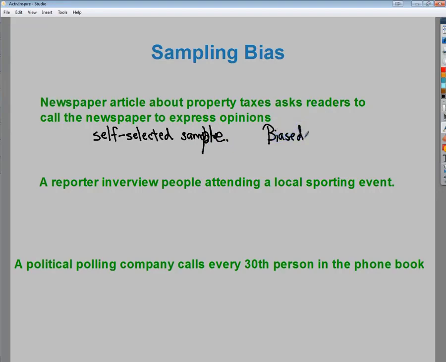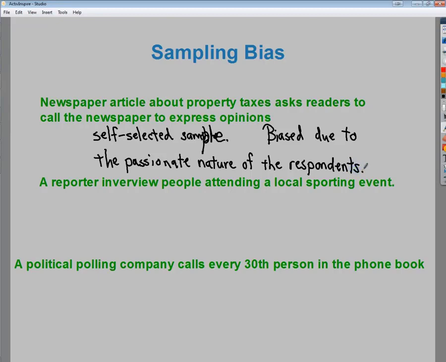And this is a biased method because you basically get the passionate people, due to the passionate nature of the respondents. Only people who care about it deeply are going to call in. It's like radio shows with call-ins. They usually have to have reasonably large groups of people listening to them, because for every 15 or 20 people or something, you may get one caller. So it's one of those things about it. This is a self-selected sample. Self-selected samples are generally biased.